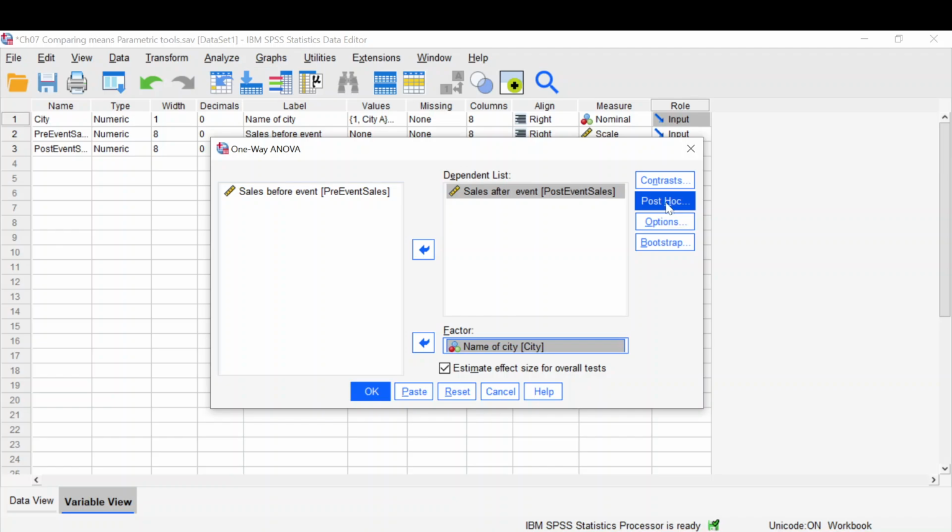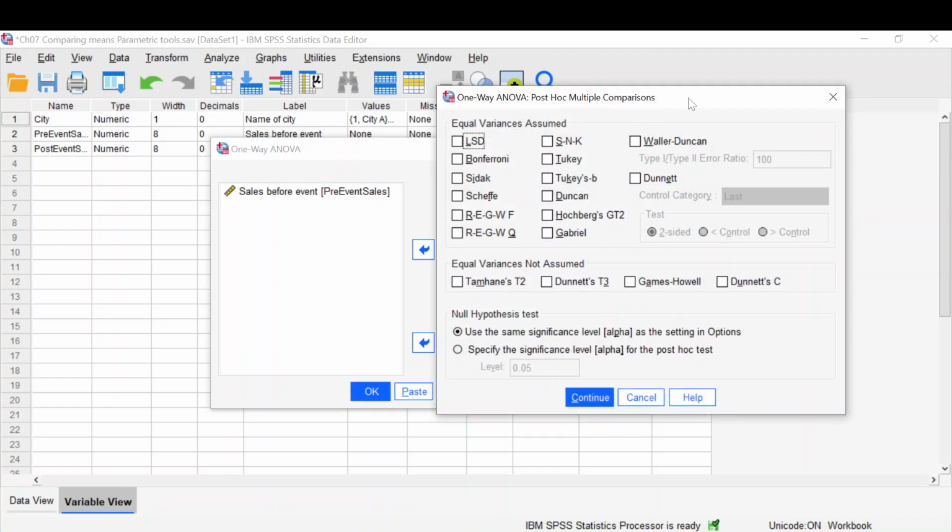is called post hoc. A post hoc test will tell us where those differences are. So when you run an ANOVA, the results will only tell you that there is a significant difference or there is not. It won't tell you where those differences actually are.